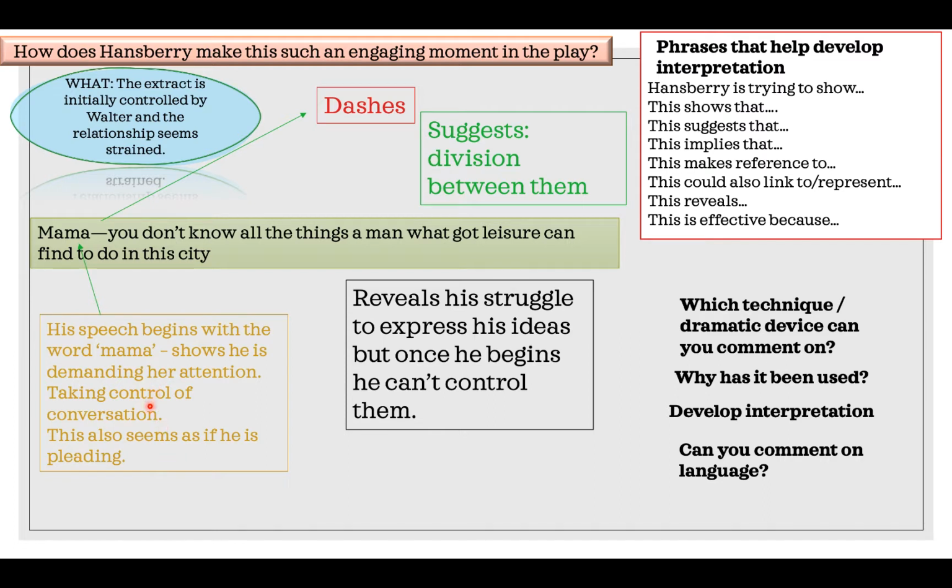Now here what we have is multiple different interpretations to show the examiner that you can think on different levels and you can consider various different meanings. So maybe it is that he's pleading with her to listen. Maybe it shows his desperation.